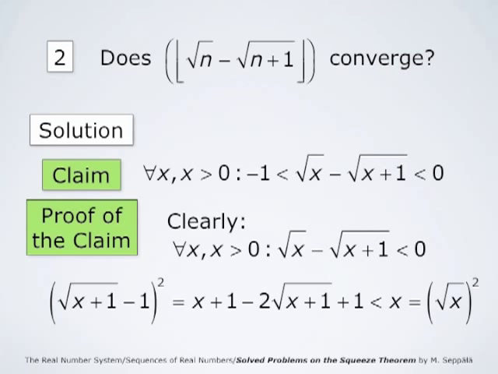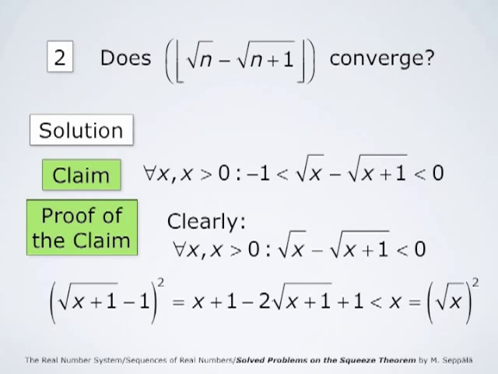Now consider square root of x plus 1 minus 1, and that difference squared. It is x plus 1 minus 2 times square root of x plus 1 plus 1. Now if x is positive, then x plus 1 is larger than 1, square root of that is larger than 1, and 1 minus 2 times square root of x plus 1 plus 1 is negative. Therefore x plus 1 minus 2 times square root of x plus 1 plus 1 is less than x, but x is also square root of x squared.